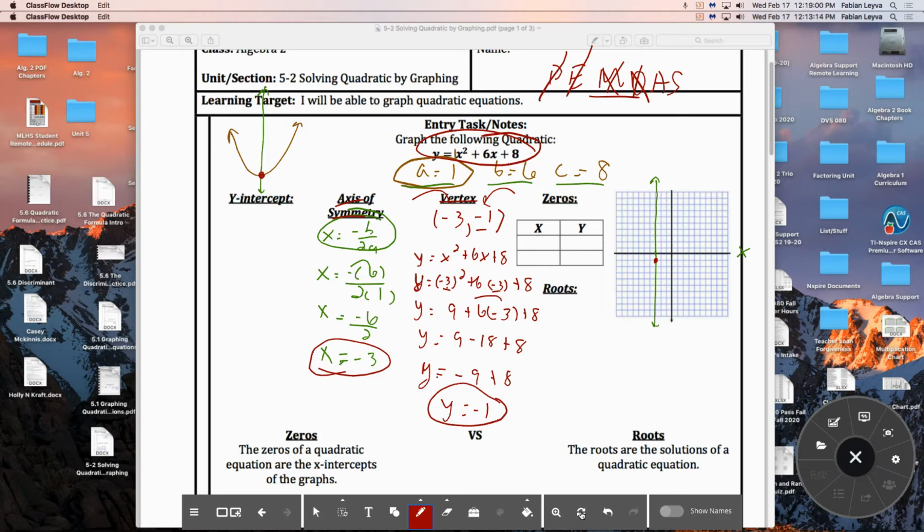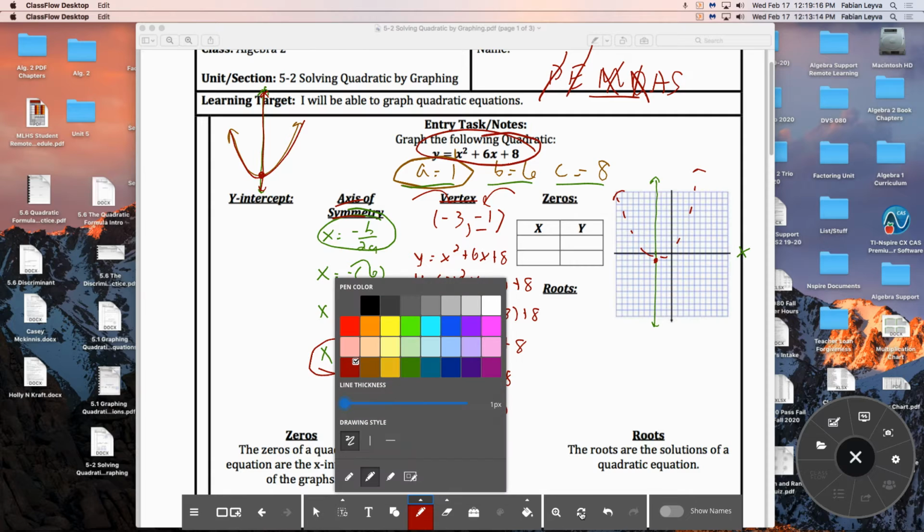All right, so notice that I have my vertex. I have my axis of symmetry. I know it's facing upwards. I could randomly draw my graph somewhere going up, but again, I'm trying to make it look pretty. So let's find the y-intercept.